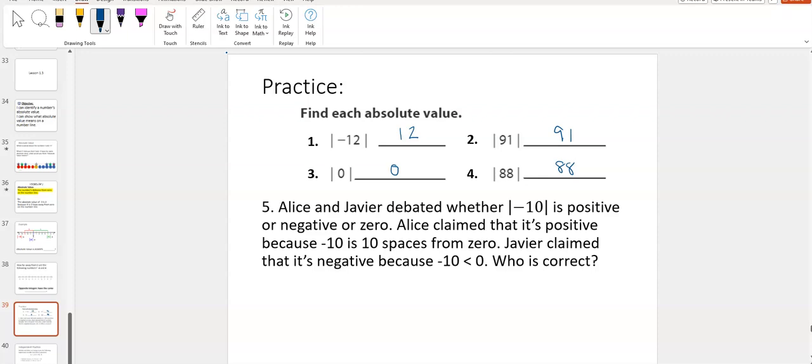Hopefully you said Alice. Alice is correct, and for many different reasons. You could say Alice is correct because absolute value deals with spaces from 0, not greater or less than 0. You could say Alice is correct because absolute value is always positive. It's never negative. No matter what your reasoning, Alice is the correct answer.